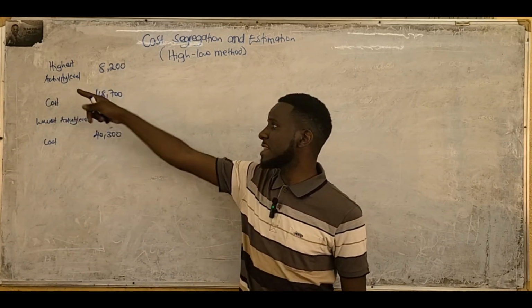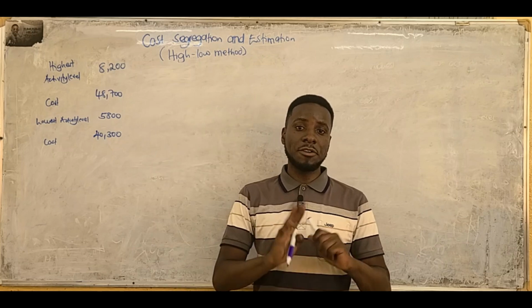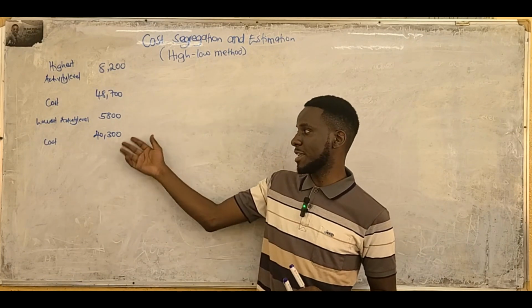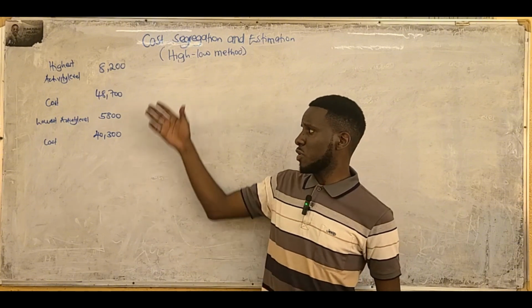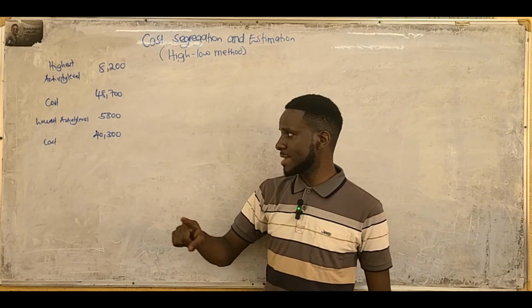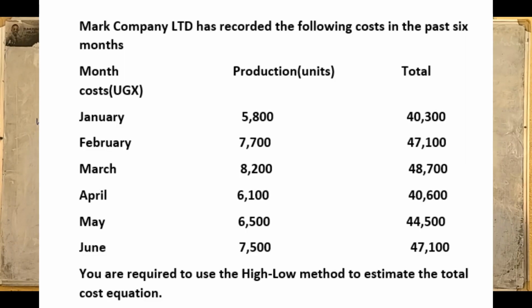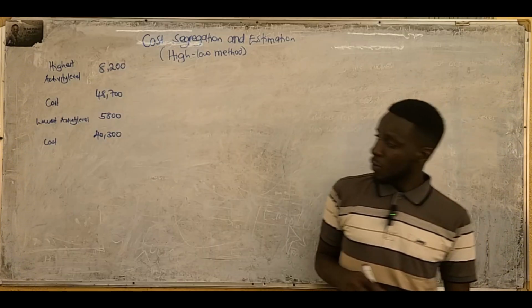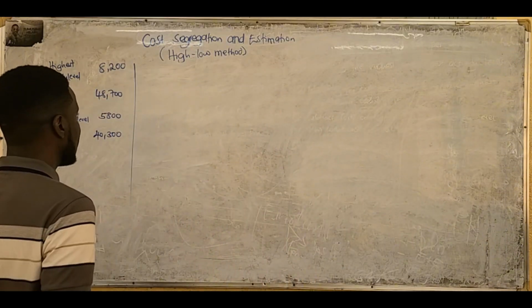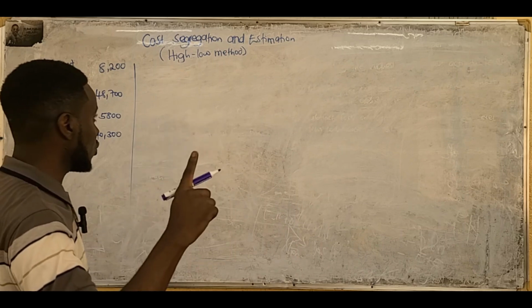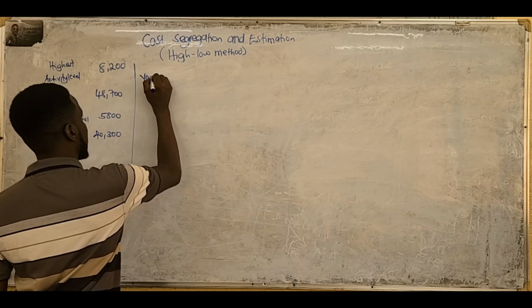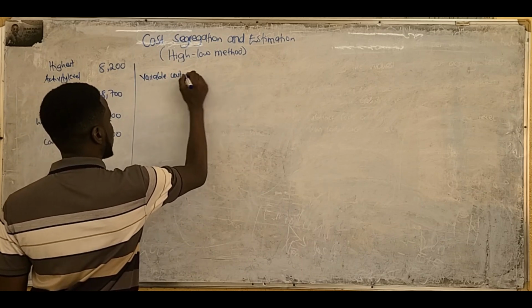So this is what we have done now. After identifying the highest level and the lowest level, the rest we don't need. We only take this because it's what we are going to use. This is our highest and this is our lowest activity level. If you check back in the question, they were saying you are required to use the high-low method to estimate the total cost equation. From our steps, I said the very first step is to establish the variable cost per unit.